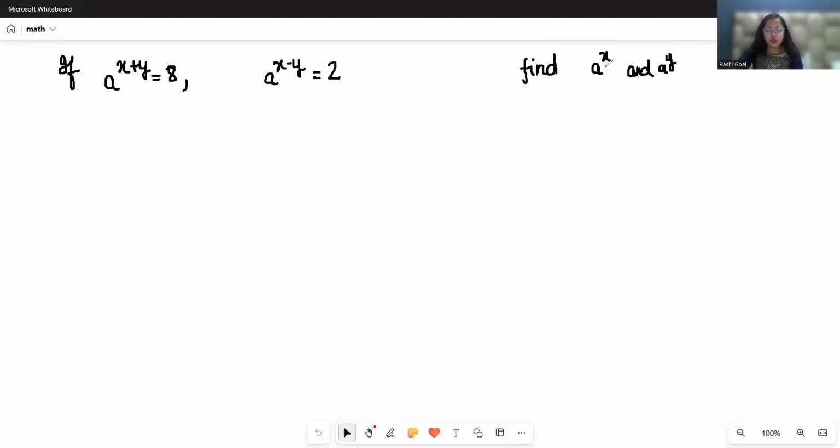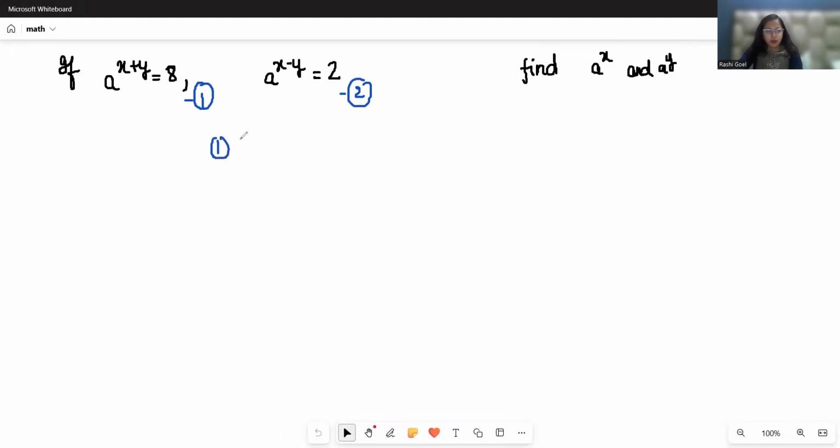Everyone, we are going to solve: if a power x plus y is 8 and a power x minus y is 2, find a power x and a power y. So let's start with today's video solution. I'll consider this as equation number 1 and this as equation number 2.